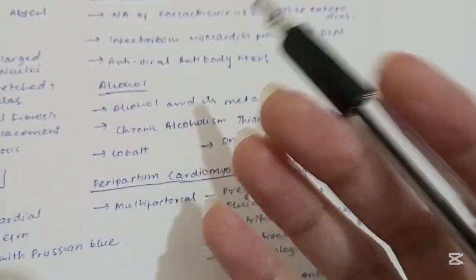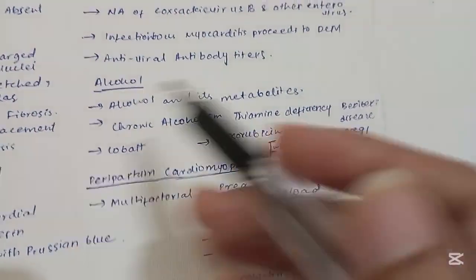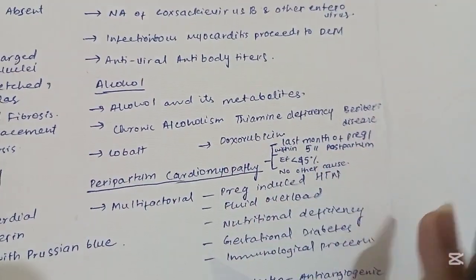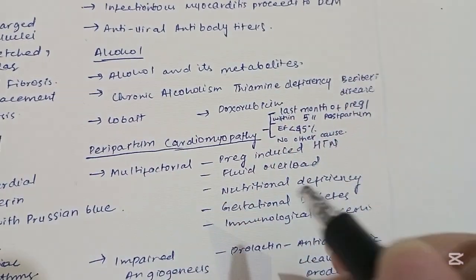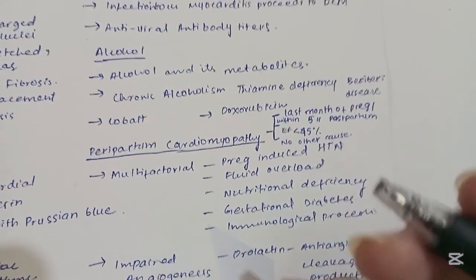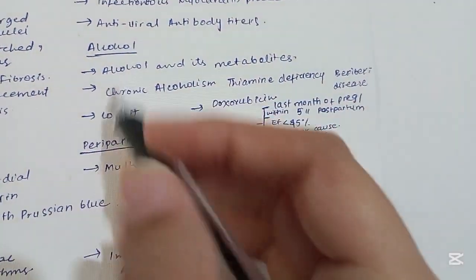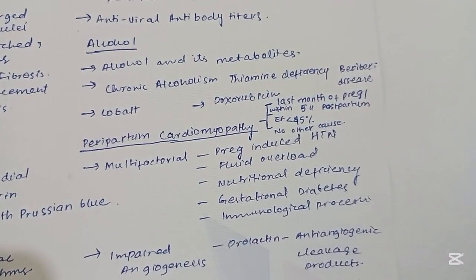Next, we know that there are metabolites that can cause dilated cardiomyopathy. Here we have alcohol and its metabolite. In chronic alcoholism, there is thiamine deficiency, and it results in beriberi disease. And we know that dilated cardiomyopathy occurs in beriberi disease. Similarly, cobalt and doxorubicin are very important causes of dilated cardiomyopathy.